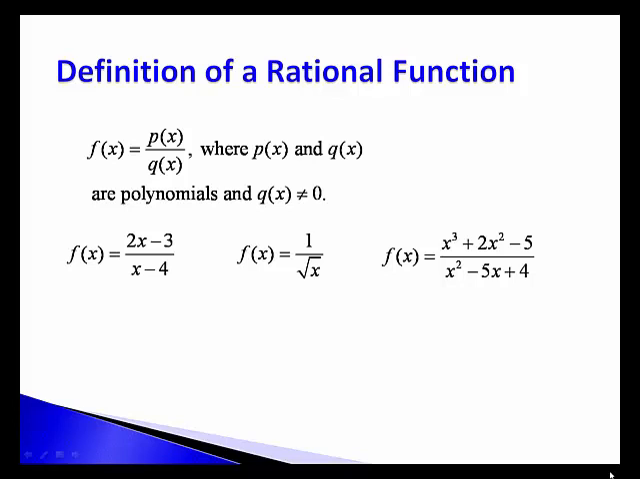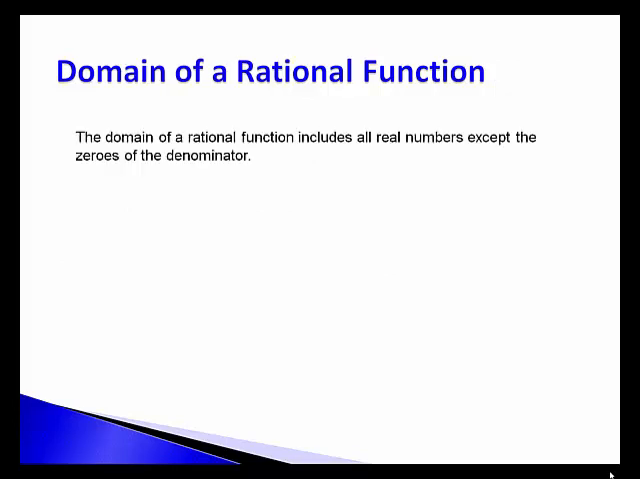Let's now look at the domain of a rational function. The domain of a rational function includes all real numbers except the zeros of the denominator. So let's start with this one. If I give you the rational function 3x minus 4 divided by x plus 7, its domain, remember, are all the x's that are legal for this function.